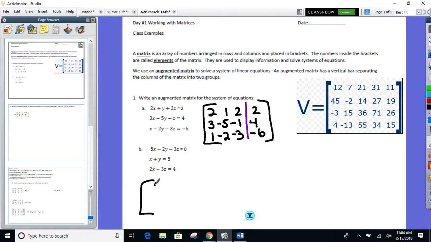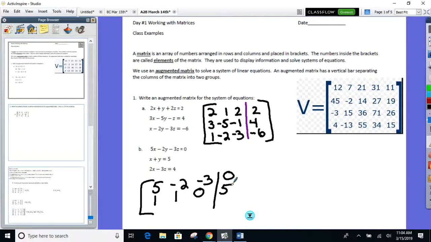First one, first row, 5, -2, -3, and if you want to put the vertical line in now, you can. Now, see how it's a 0? You still have to put 0 in there. You can't just leave it blank. All numbers are filled in, 0. Next one, 1, 1. What do you think I'm going to put now? 0. There is no Z. 0, 5.